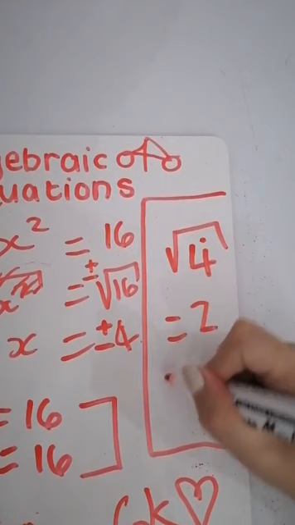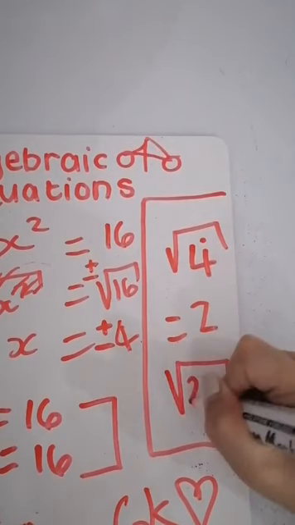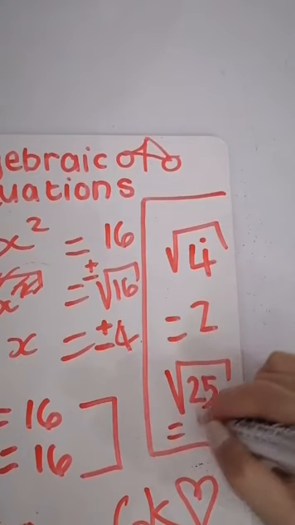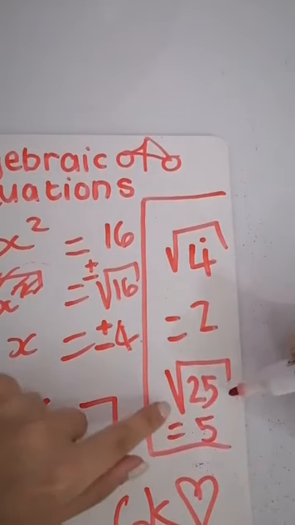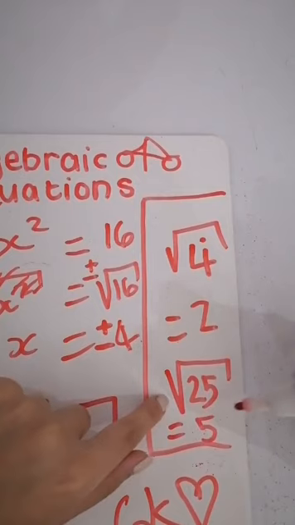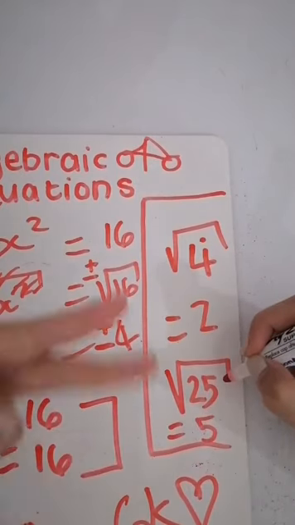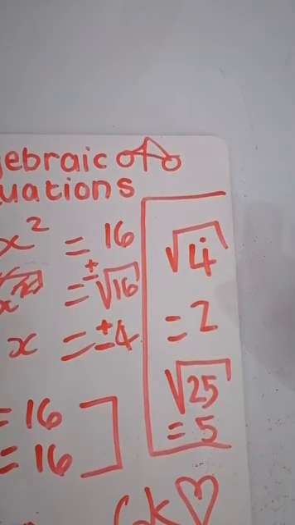Okay, let's do another example. If I've got the square root of 25, the answer to this would be 5, because we are asking ourselves, what times itself gives me 25? And it's 5, because 5 times 5 is 25. Okay, so I hope that makes sense.